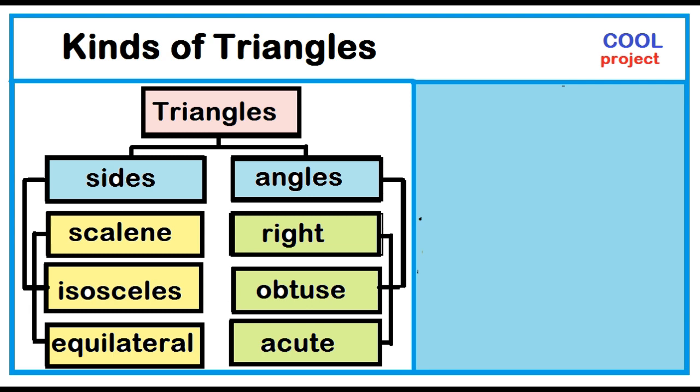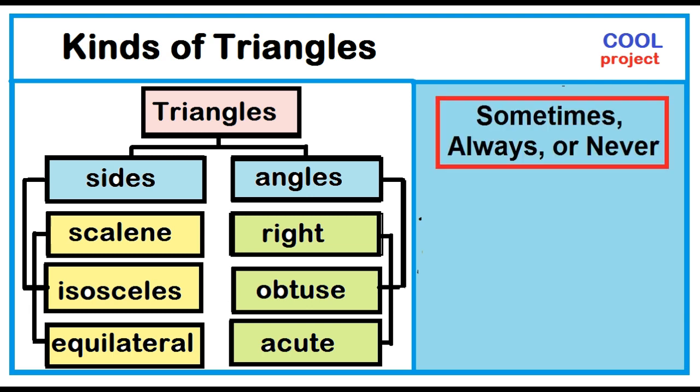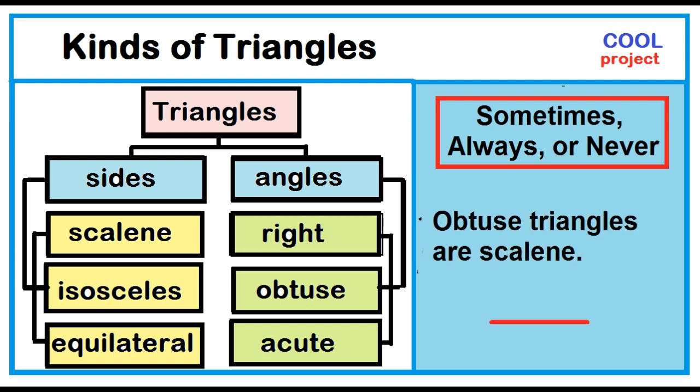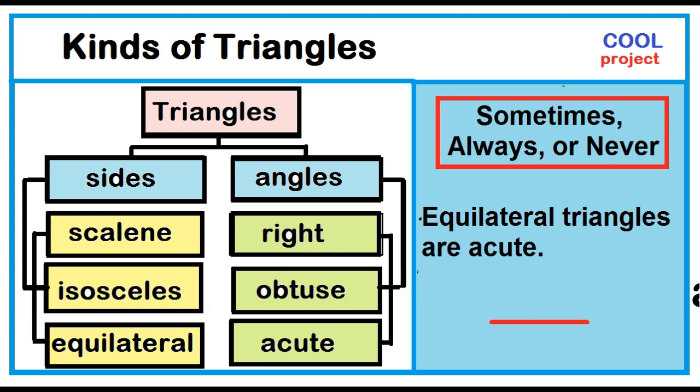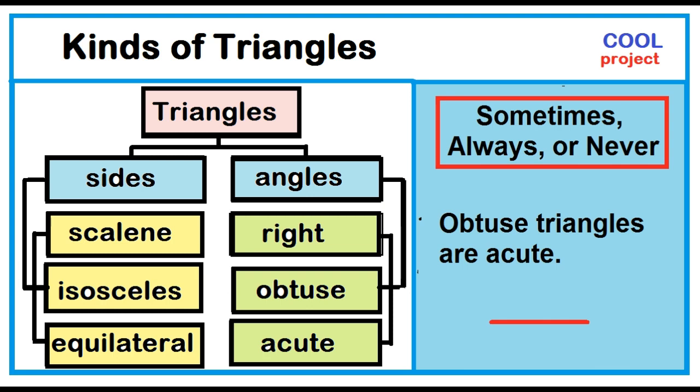Answer the following using sometimes, always, or never. Obtuse triangles are scalene. Sometimes. Acute triangles are equilateral. Sometimes. Equilateral triangles are acute. Always. Obtuse triangles are acute.